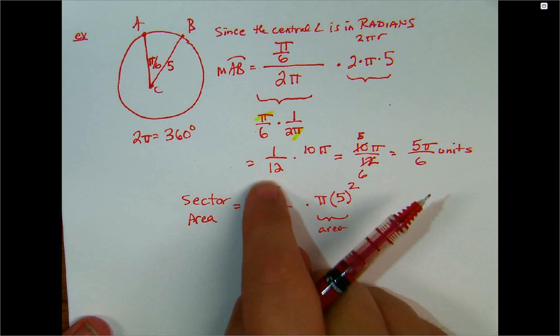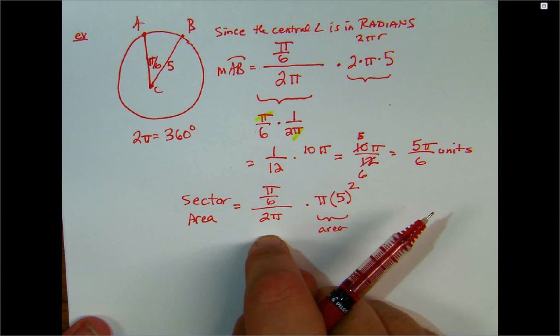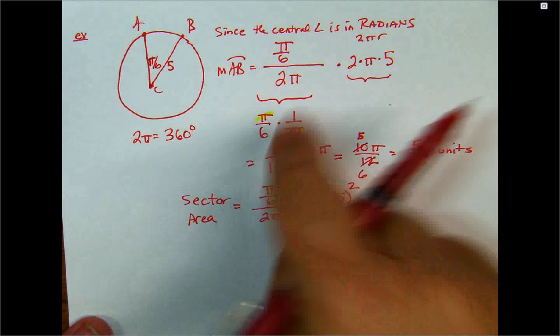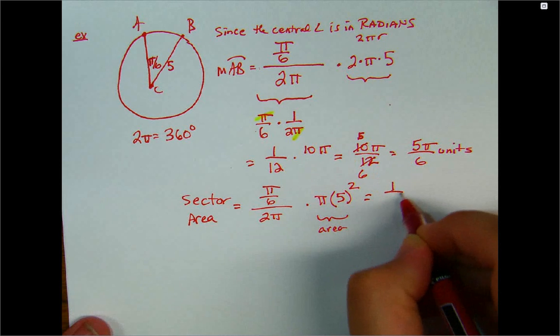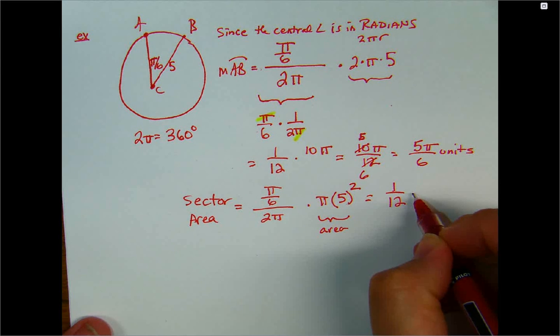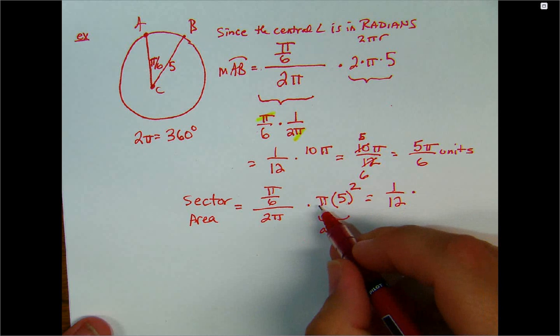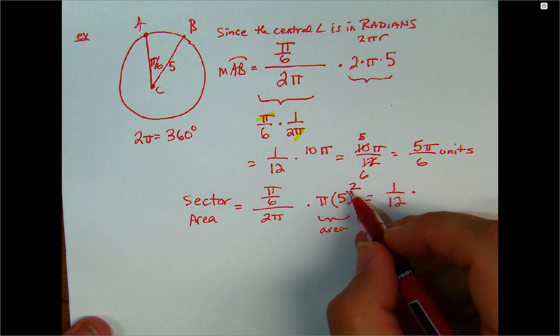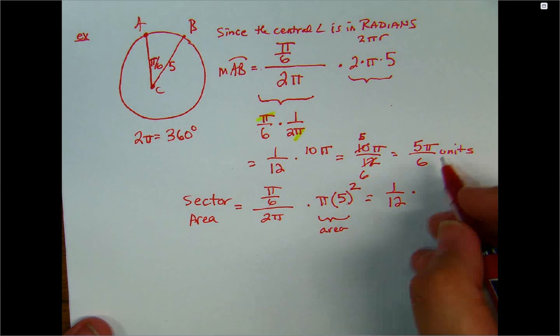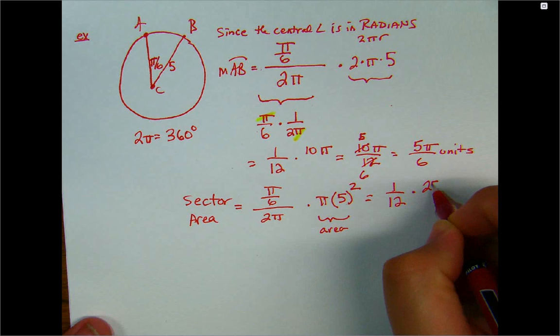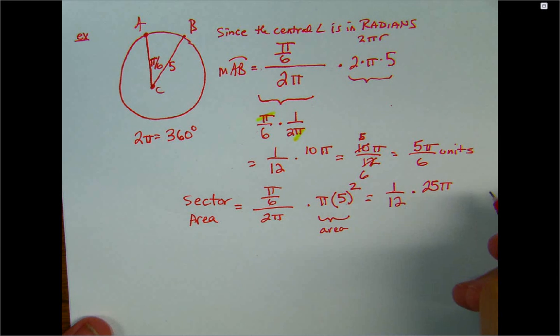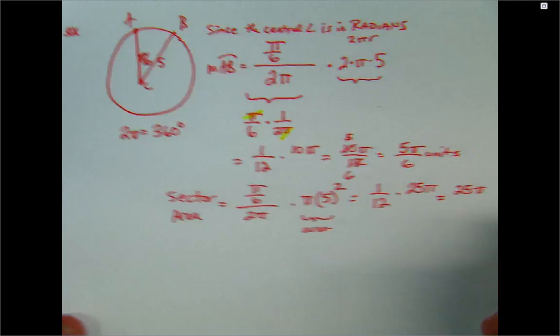We can use that times pi times 5 squared. Well, what's 5 times 5? All right, 25. And that's 25 pi. So that's equal to 25 pi divided by 12. And that's units squared.